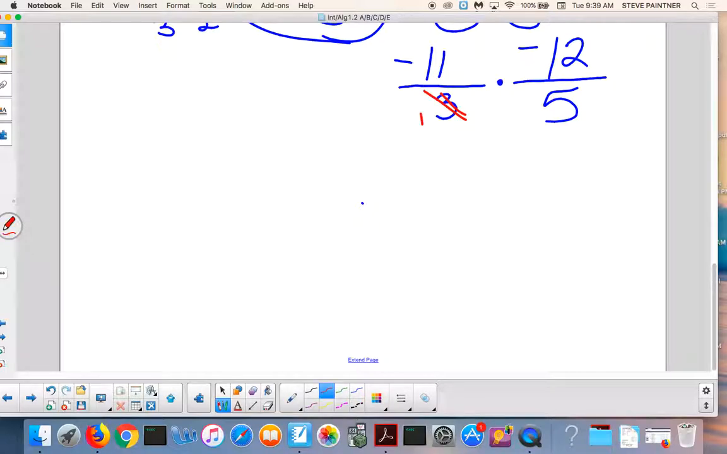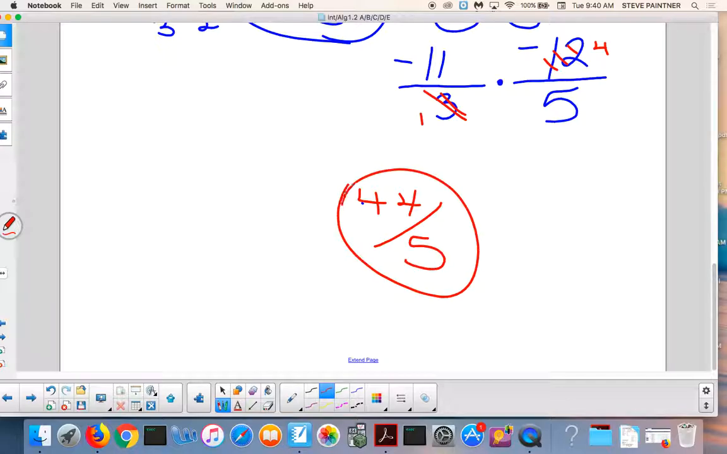Okay, 3 goes here once. 3 goes here 4 times, right? Anything else? No. Okay. So it's negative 11 times negative 4, 44 over 5. Now, do I even have to worry about reducing? No, because you already did it.